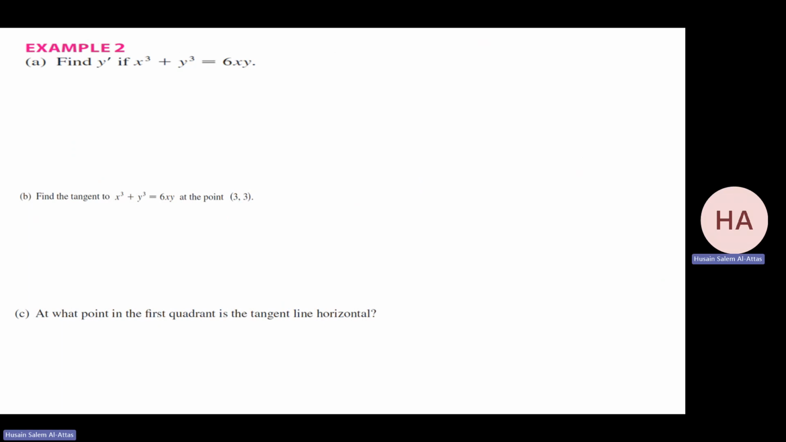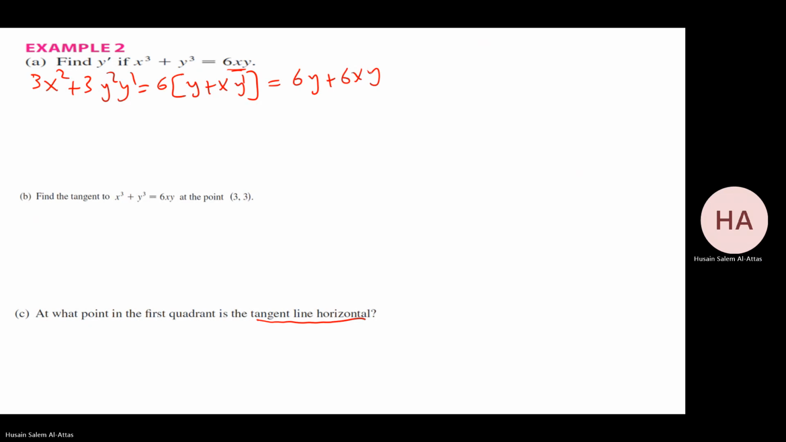Okay. Find y prime of x cubed plus y cubed equals 6xy. We did something similar. I think it will be easy. The new thing will be here, where I need to find horizontal tangent in such problems. Do the calculation. That will be 3x squared plus 3y squared y prime. Here I have a product: 6 times y plus x y prime, which is 6y plus 6x y prime.